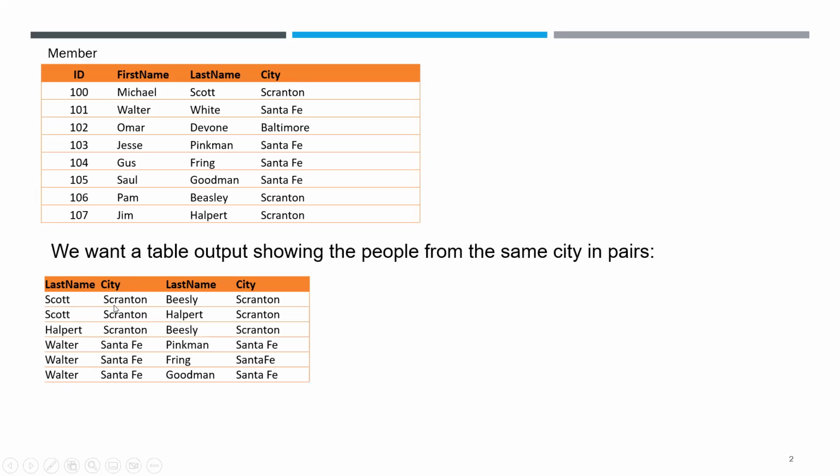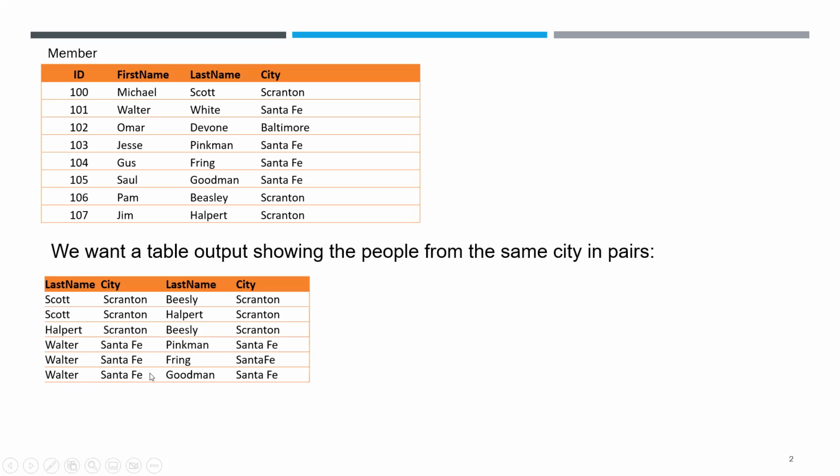Michael Scott lives in Scranton. Pam Beasley also lives in Scranton, right? So they'll be side by side like this. And same with Jim Halpert, right? And then Jim Halpert and Pam Beasley also are in the same city. And same with Walter White, and then Jesse Pinkman and Gus Frank, right? So it shows you every pair of people living in the same city.